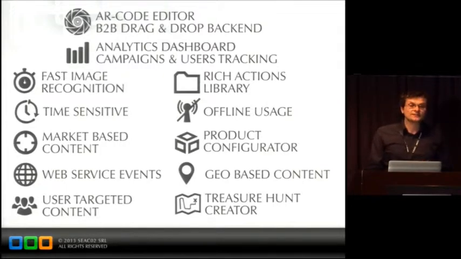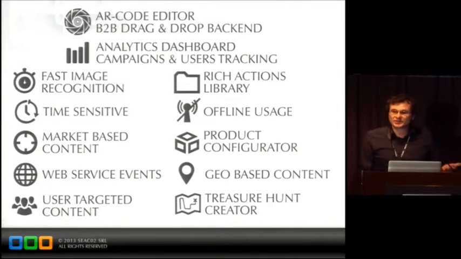Very important is the offline usage. We're going to see after, just because it is important for the tourists. Generally, tourists don't like to use the roaming bandwidth when they're abroad because it is too expensive. And we have a complex engine for the product configurator. I'm going to show you a case history for the automotive market. And the geo-based content. That means that people can see content according to the place where they are. And taking the tracking history of the users, we are able to create a treasure hunt creator.